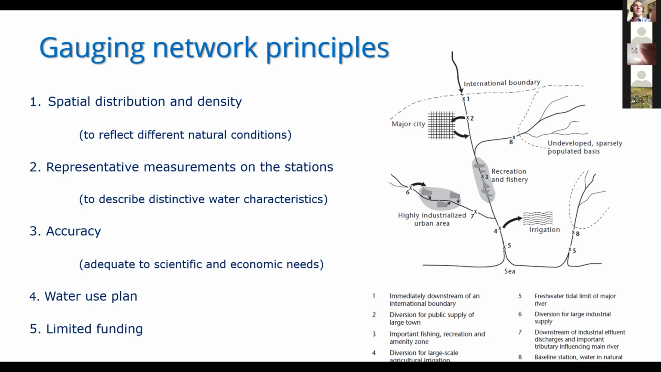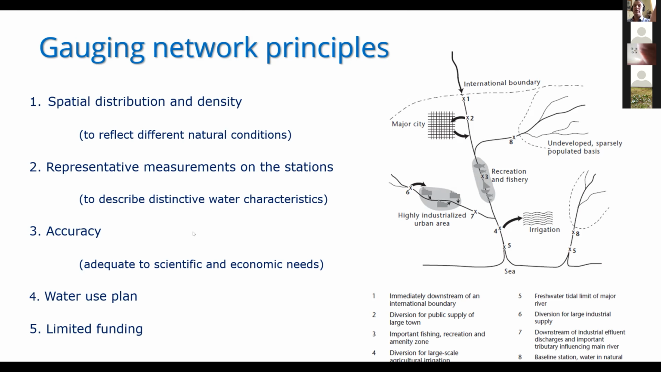And because of limited funding, especially in developing countries, the hydrological network cannot be very dense, and hydrological stations should be situated in the most distinctive areas. For example, near the borders, near cities, and it is necessary to have hydrological gauging in the estuaries and undeveloped areas. The next, please.